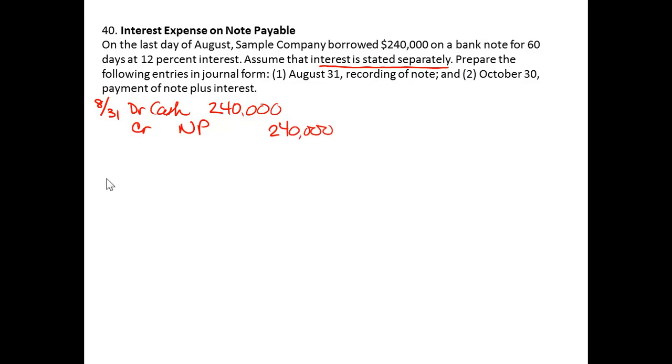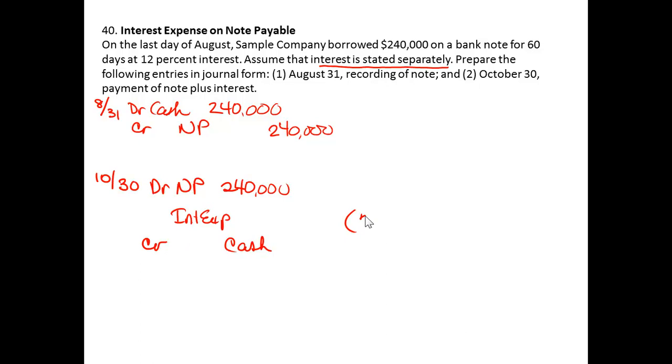And we're going to repay the note on October 30th, and how we repay the note is we debit note payable, because we're going to pay back the $240,000. We're also going to have to pay the interest expense on that note and credit cash.